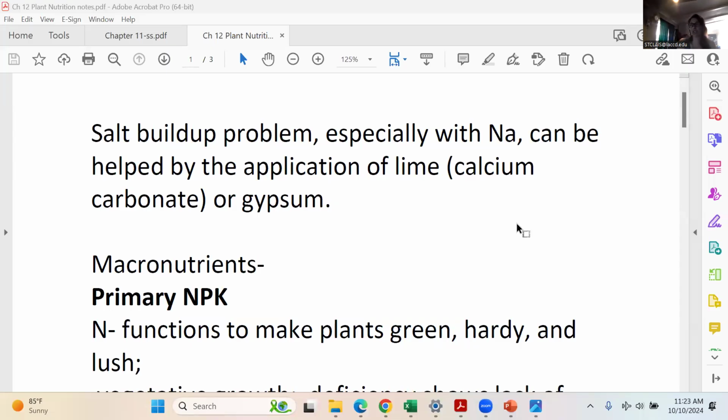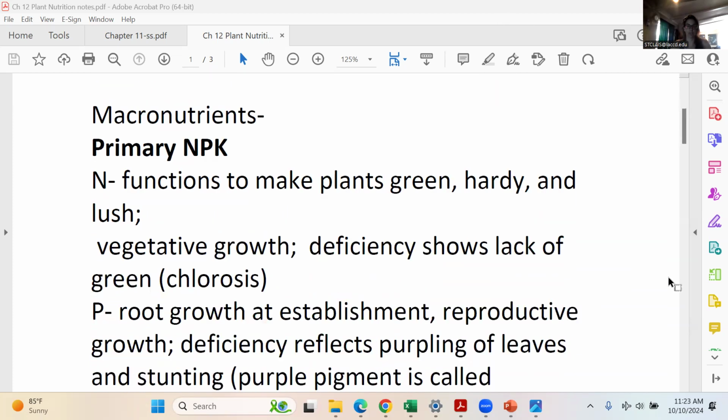Okay, so we just finished chapter 11 and we were talking about the problems with sodic and saline soils, and a salt buildup problem, especially involving sodium in the sodic soils, can be helped by the application of lime, which is agricultural lime, also known as calcium carbonate, or of gypsum. And remember that gypsum does not change the pH. So it has that advantage.